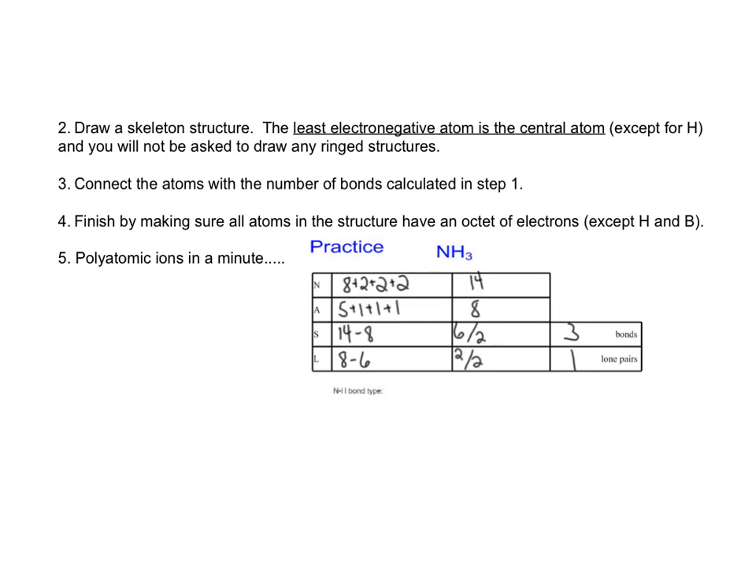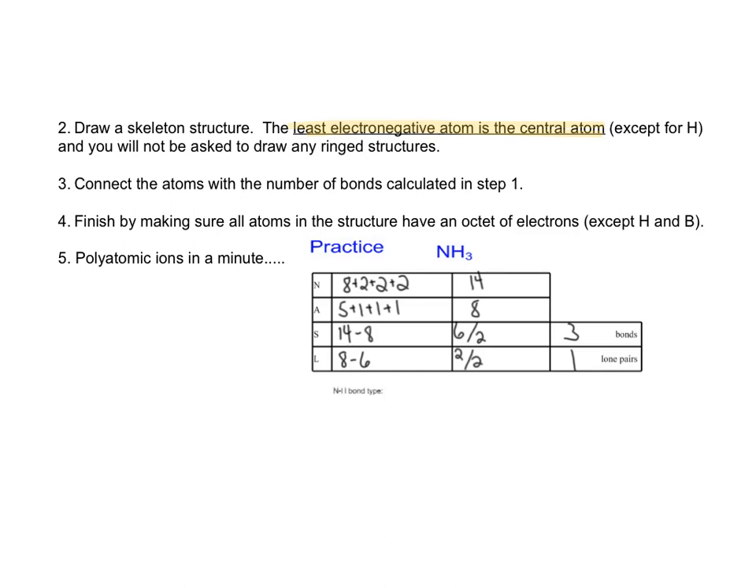So next we need to actually draw the skeleton structure. Now, the technical rule is that the least electronegative atom goes in the center. The only exception to that is hydrogen. Hydrogen never goes in the center because, remember, it's one of the exceptions, it only needs two electrons, which means it won't ever form more than one bond. So if you put it in the middle, you're going to run out of places to put other atoms. There are more complicated Lewis structures that are ringed and whatnot that we're not going to cover in this class.